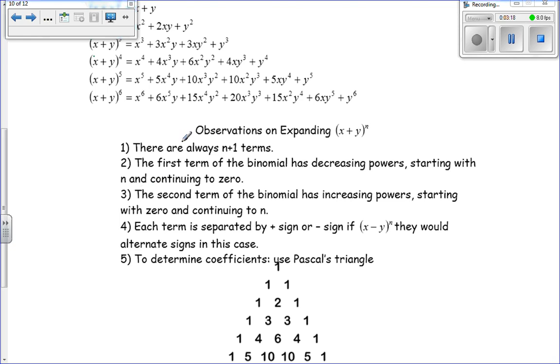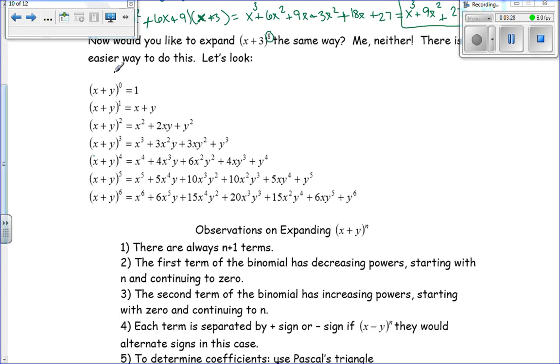I have some observations when I expand x plus y to the n. There are always n plus 1 terms. So n is my exponent. If I go back and look, this is 0, I have 1 term. This is 1, I have 2 terms. 2, I have 3 terms. 3, I have 1, 2, 3, 4 terms. So I always have one more term than my exponent.